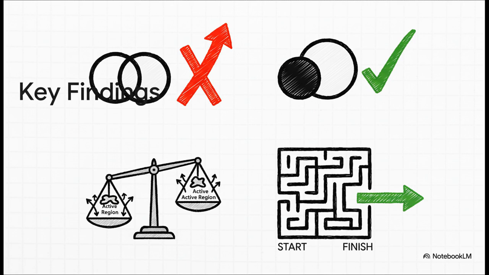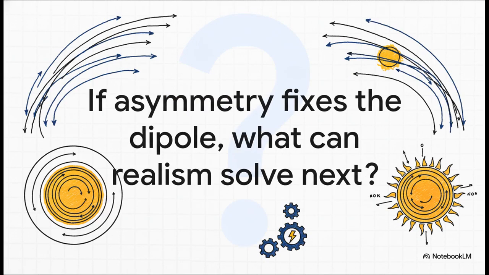And as a little bonus, they also validated a quick and dirty algebraic method that gives you a pretty good estimate for the axial dipole without having to run a full time-consuming simulation. A very handy shortcut. You know, this research provides such a powerful and simple new constraint for our models.